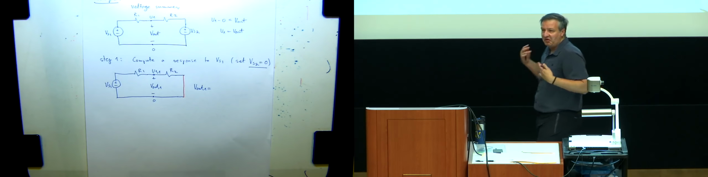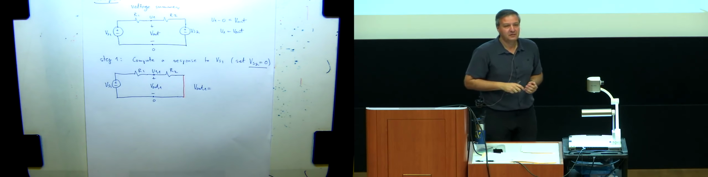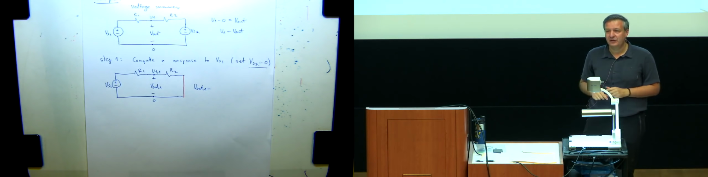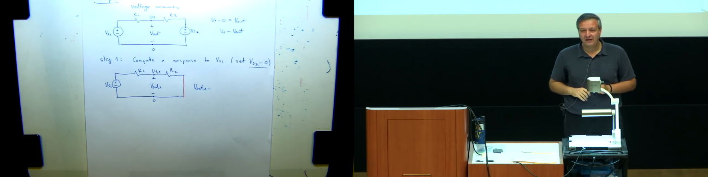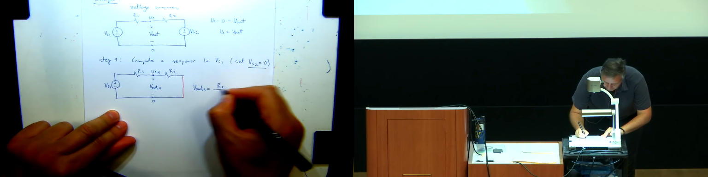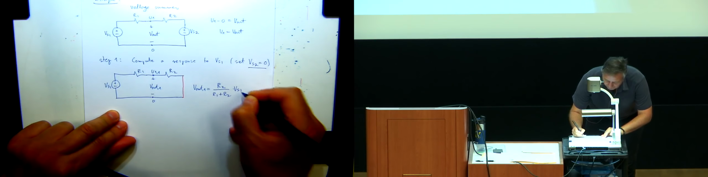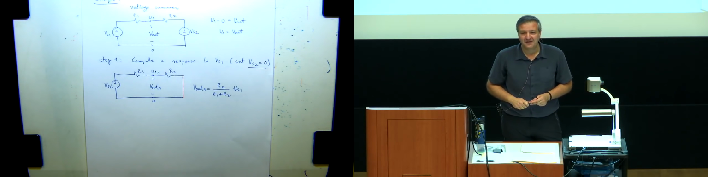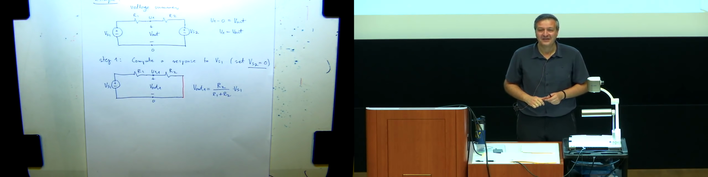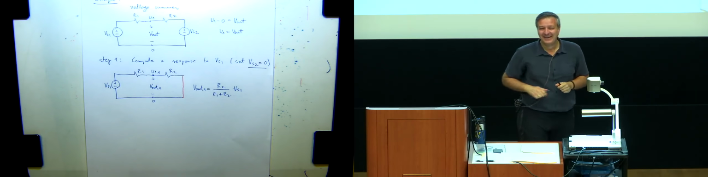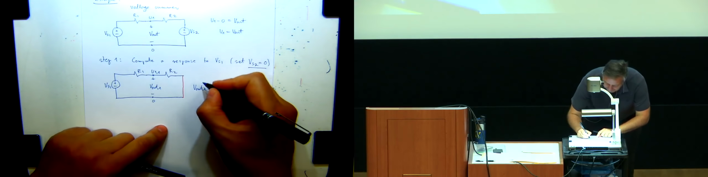Who can tell me right off the bat what this value is, without even doing a single equation? R2 over R1 plus R2 times VS1. Okay, so how did you do this? Some magic trick? Jedi trick. Okay, but tell me, please. Voltage divider, that's right.